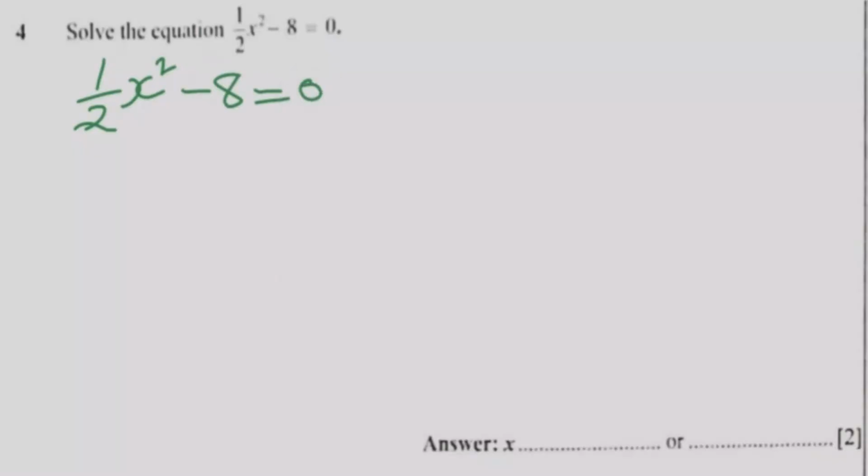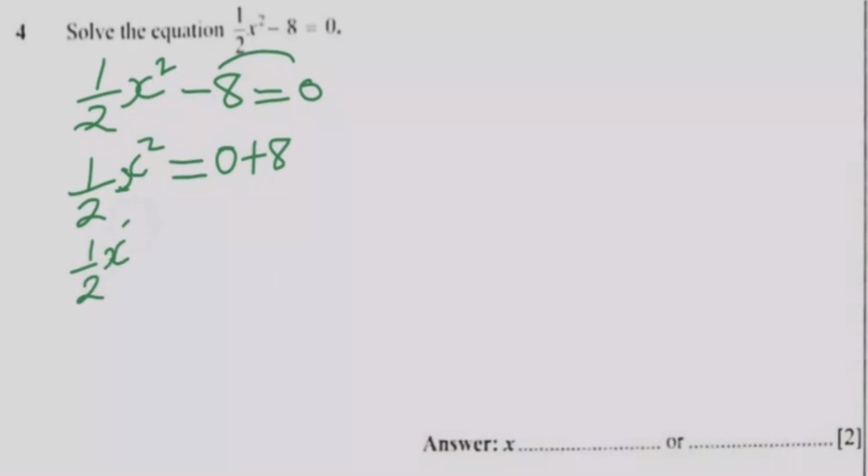The next step we're going to take is to put like terms together. That means we're going to have 1 over 2x squared on one side. Then the 8 will cross the equal sign and become positive, so we say equal to 0 plus 8. Then we write 1 over 2x squared is equal to, 0 plus 8 will give us 8.